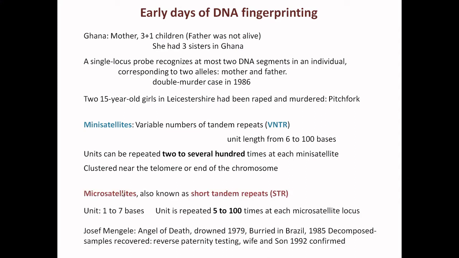The other is the microsatellite, also called the short tandem repeat, which is very popular. The units are 1 to 7 bases, most commonly 2 to 5, and it is repeated 5 to 100 times in the microsatellite region. This STR was used for the Nazi Josef Mengele, who was known as the angel of death, to confirm his identity. In 1979, he drowned and was buried in Brazil.